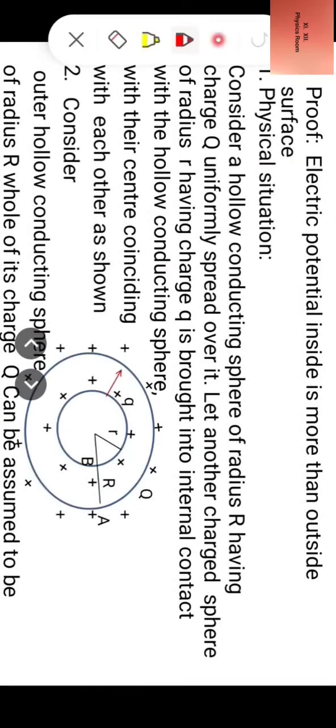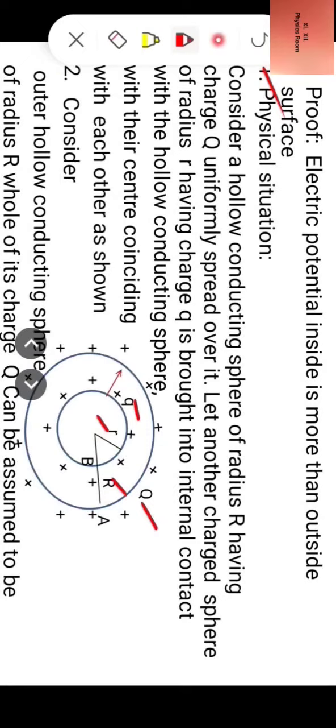Now we are to give proof of the principle, whatever we have stated above, that we are to prove. Now first, physical situation. Consider a hollow conducting sphere of radius R having charge Q uniformly spread over it. Let another charged sphere of radius r having charge q be brought into internal contact with the hollow conducting sphere, with their centers coinciding with each other as shown in the diagram.